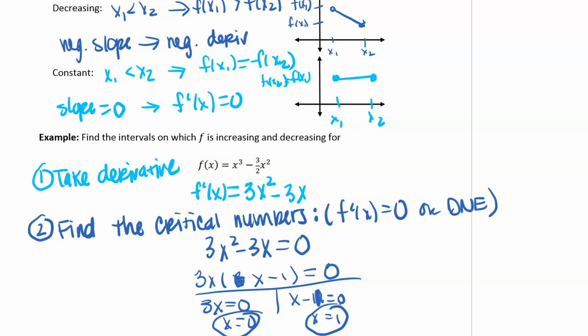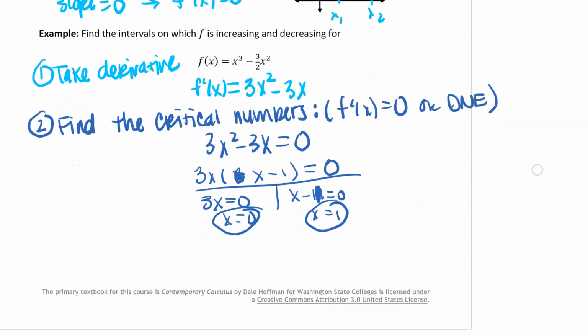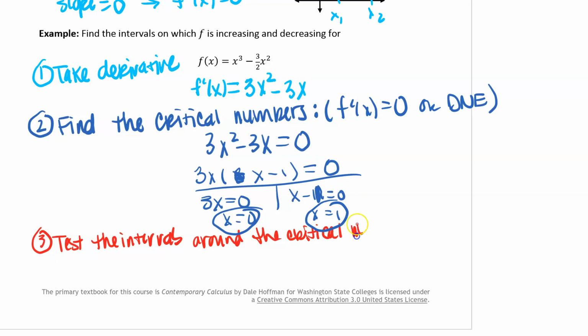Once I find my critical numbers, because my whole goal is to find where it's increasing and decreasing, step 3, we are going to test the intervals around the critical numbers. Just remember with this, we are going to be plugging into f prime of x. Because we are trying to find where it is increasing or decreasing, and that is referring to slope, we're going to be plugging into our derivative.